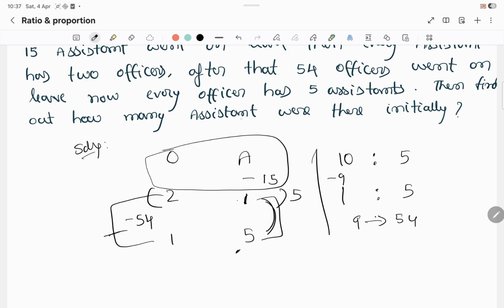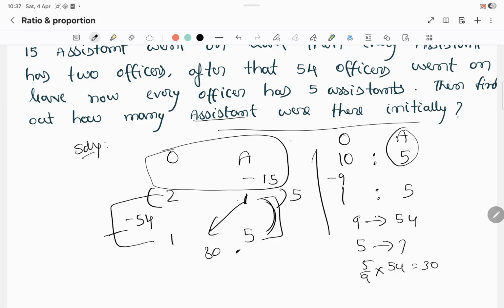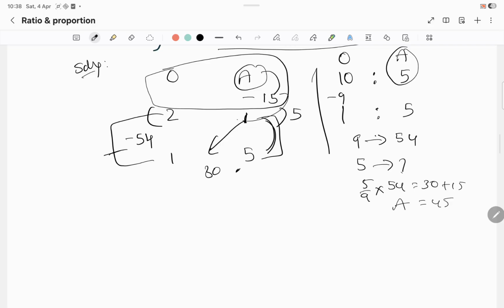Then they are asking initial assistants. This is officer, this is assistant. So I have to go for assistant. Initial assistants, how many are there? 5 parts will be how much? 9 parts is 54. Then 5 parts will be 30. 5 by 9 into 54, 30. But what is this? This part we found 30. But initially, they're asking how many assistants were there initially. From here, 15 reduced. From there, 15 should be added. So 30 plus 15 is equal to 45 assistants were there initially.